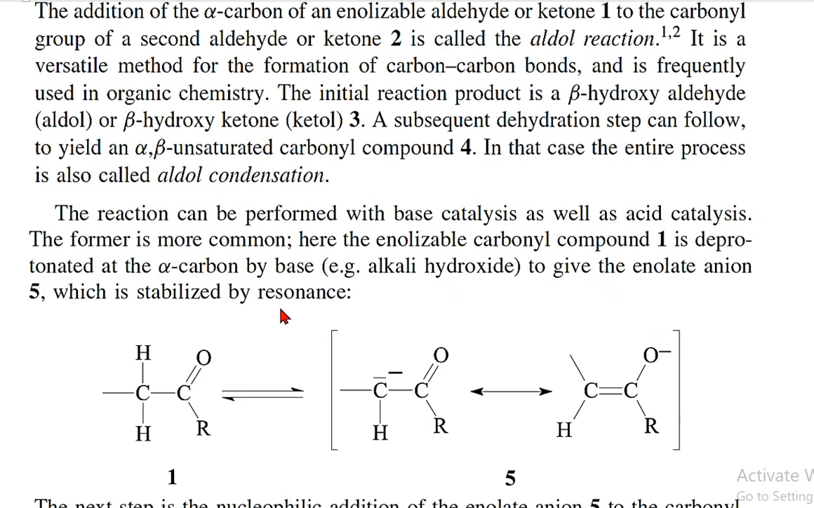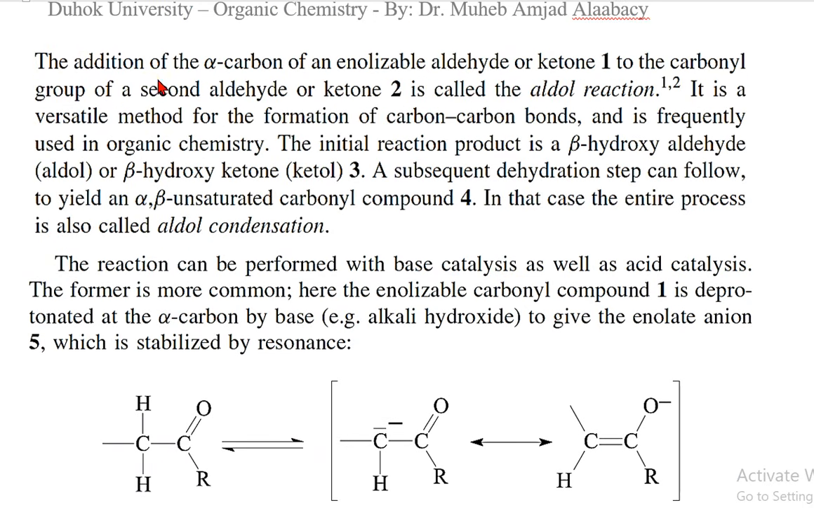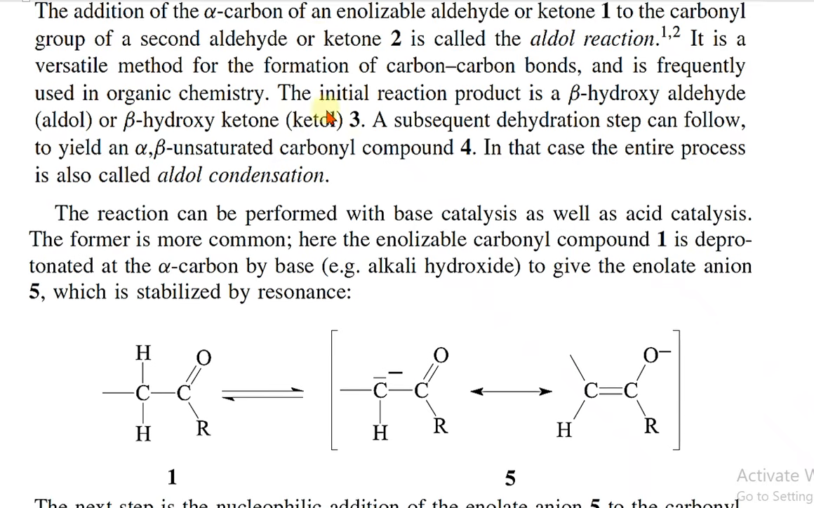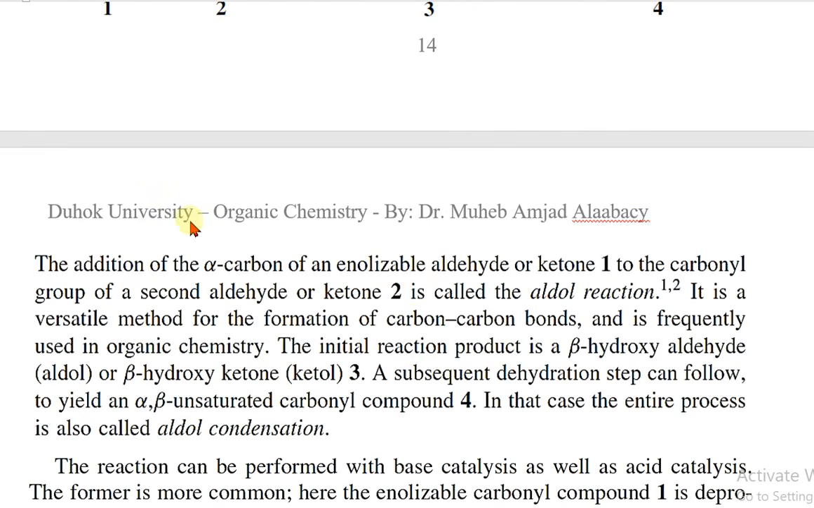Addition, the reaction will happen like that. Here is the mechanism. Firstly, the addition of the alpha carbon of an enolizable aldehyde or ketone number 1 to the carbonyl group of the second aldehyde or ketone. This here is added to here. So it's called the aldol reaction. It is an important method for formation of a new carbon-carbon bond, and is frequently used in organic chemistry.